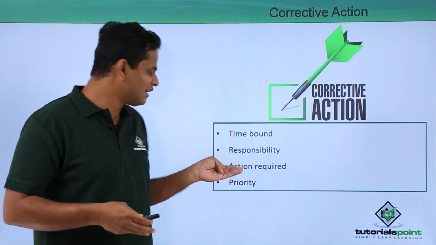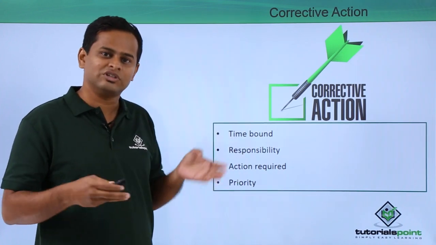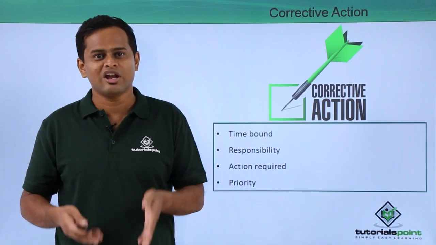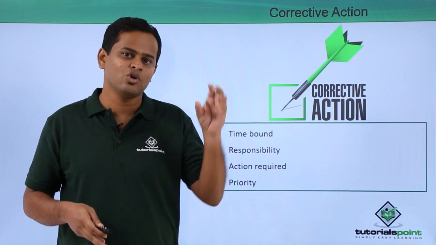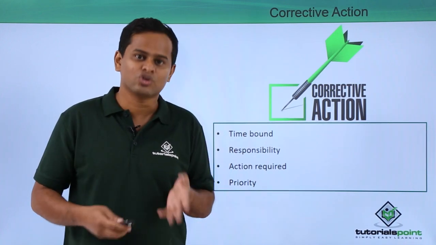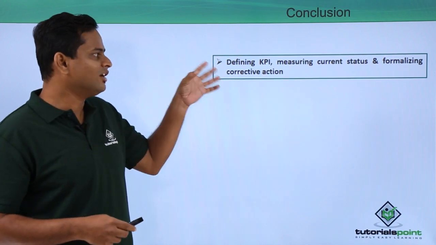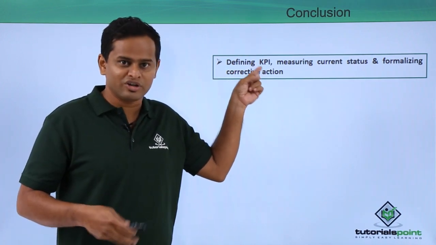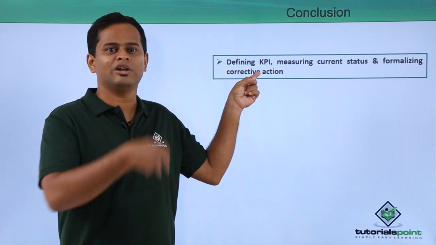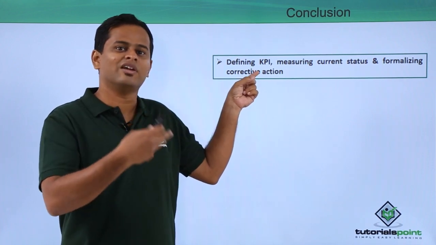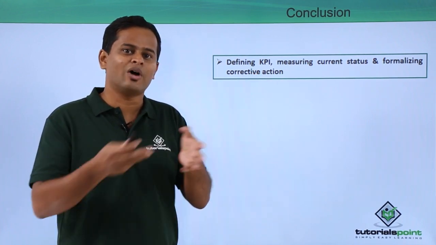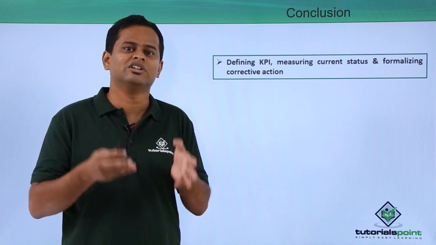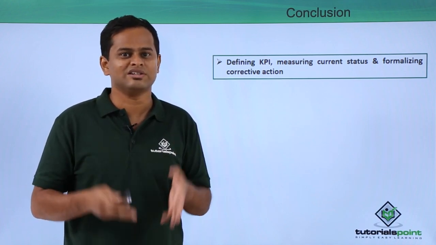When the priority is clear, then the action is going to be taken, the gap is going to be reduced, and we can easily achieve our target mentioned in the scorecard. To conclude, we understood the importance of KPIs, how they make sense in the scorecard, and whenever there is a gap, how to address that gap in the scorecard. We understood all these things in this video.